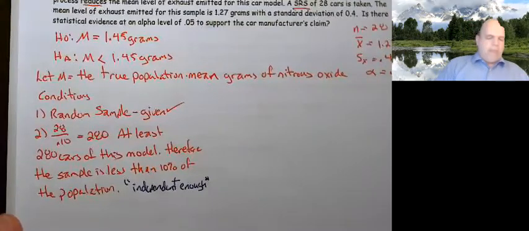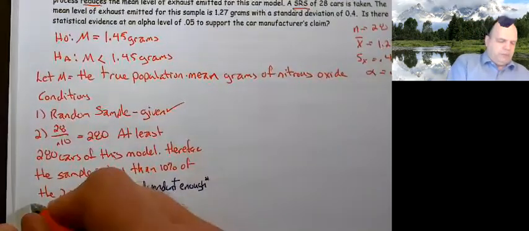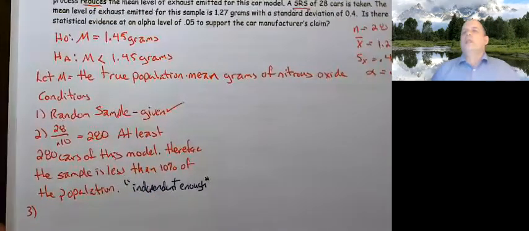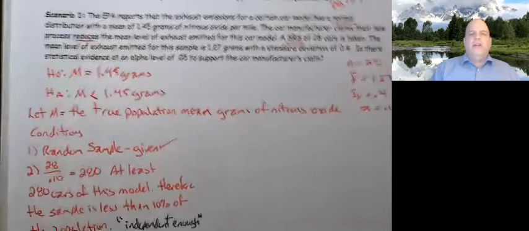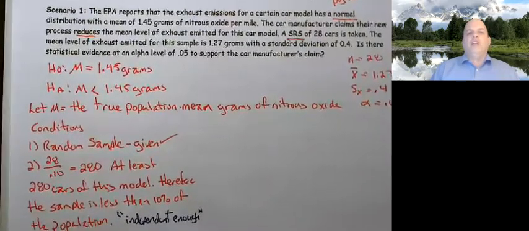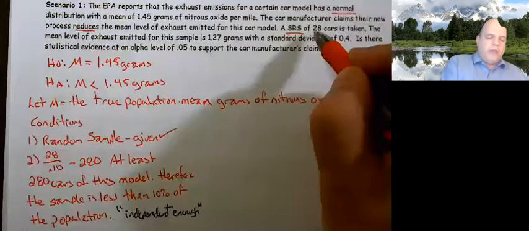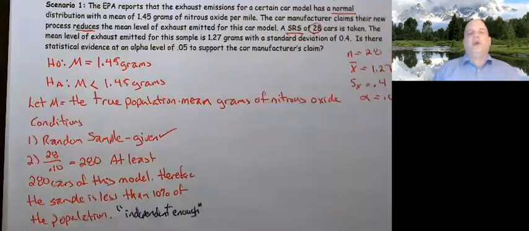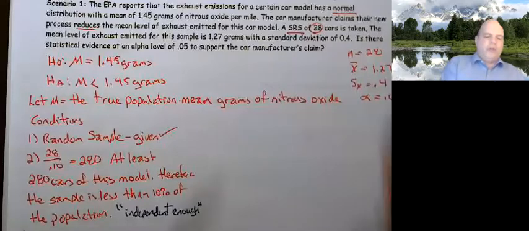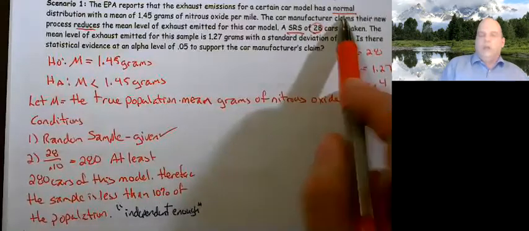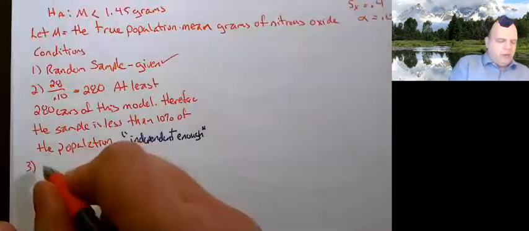Number 3. We need to check normality, and there are 3 ways to check it. We can check the data to make sure that the graph is normal. We can check it by central limit theorem. Well, in this case, our sample is too small. It's not 30 or more. But fortunately, they told us it was normal, and so we can say the population is normal.